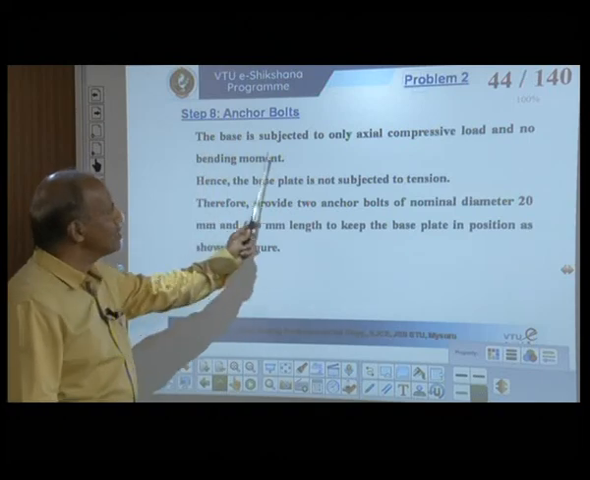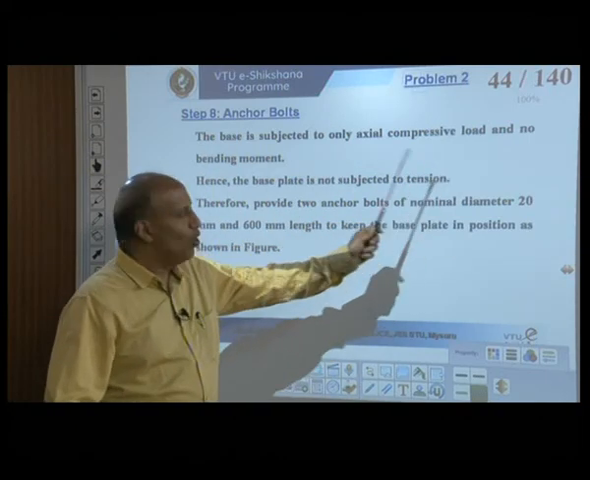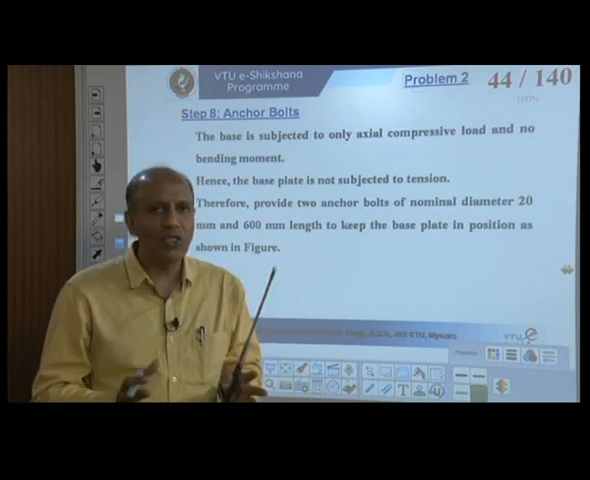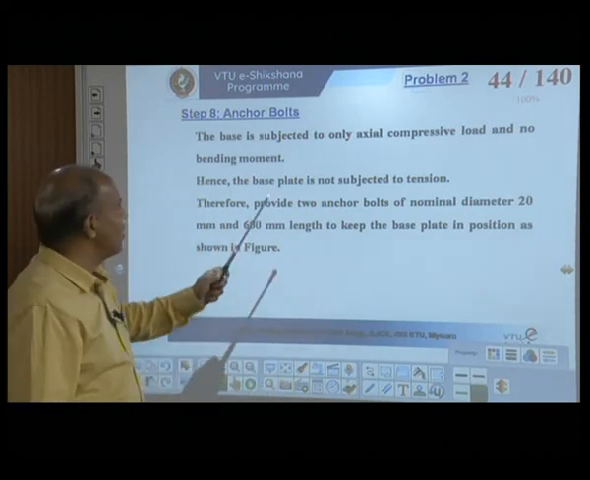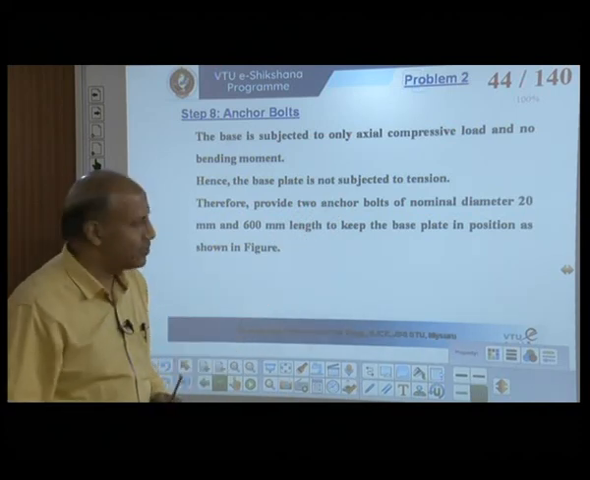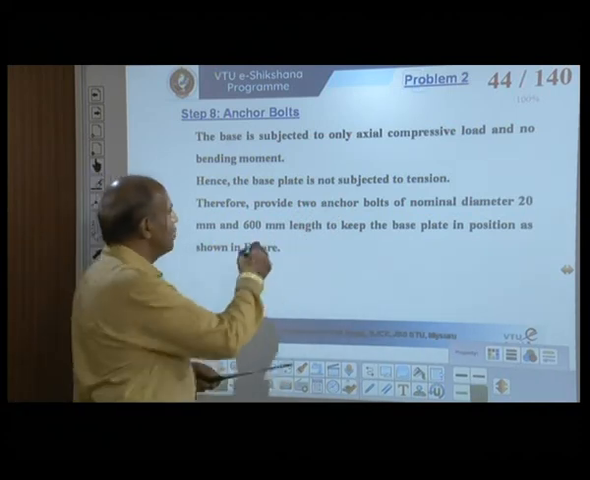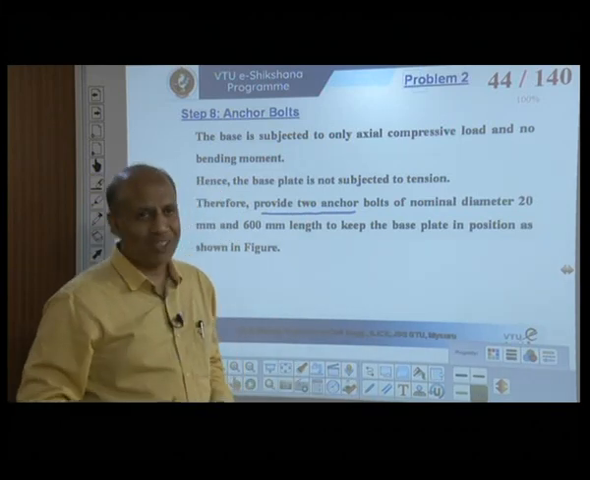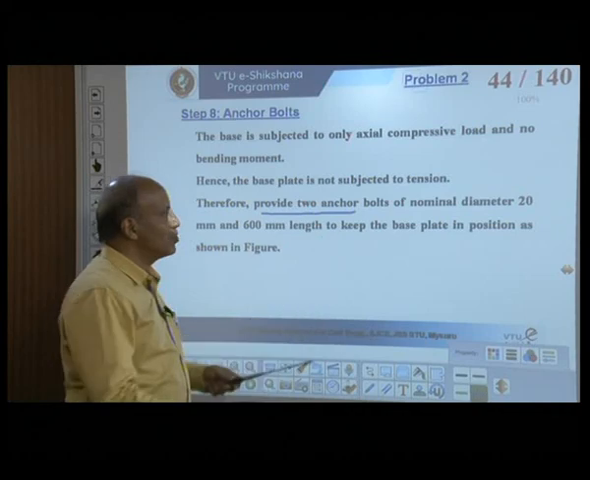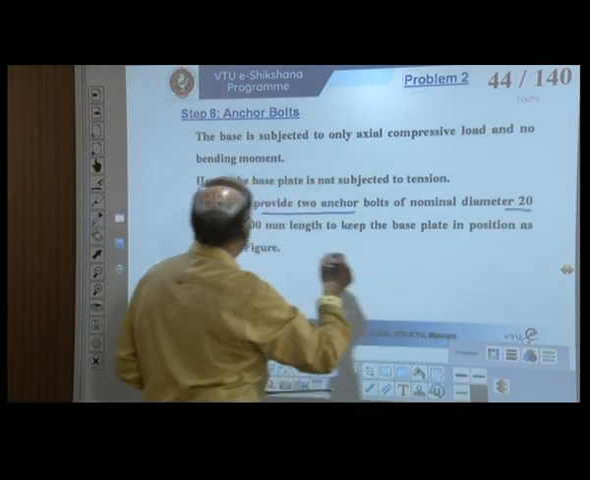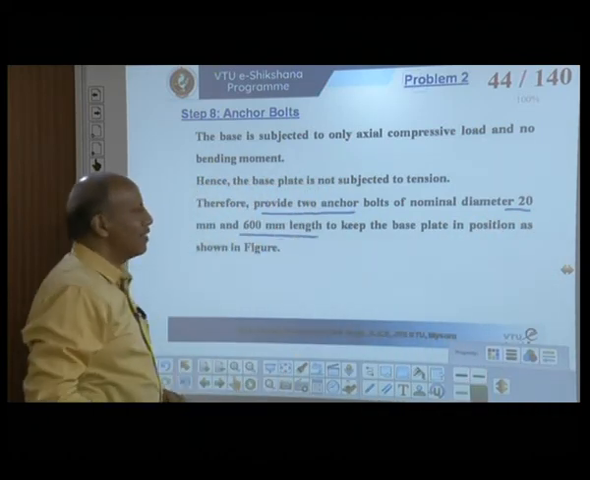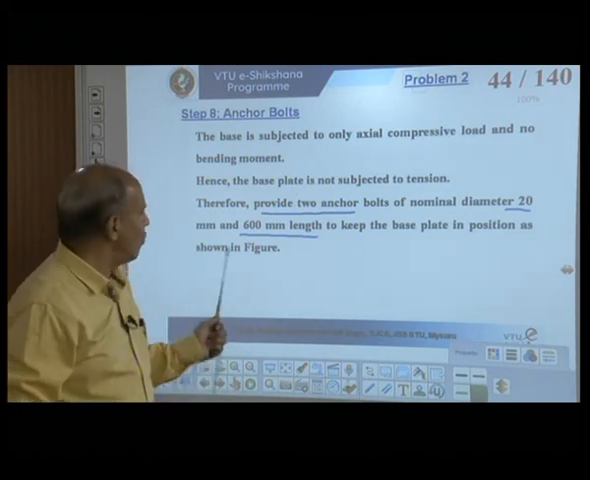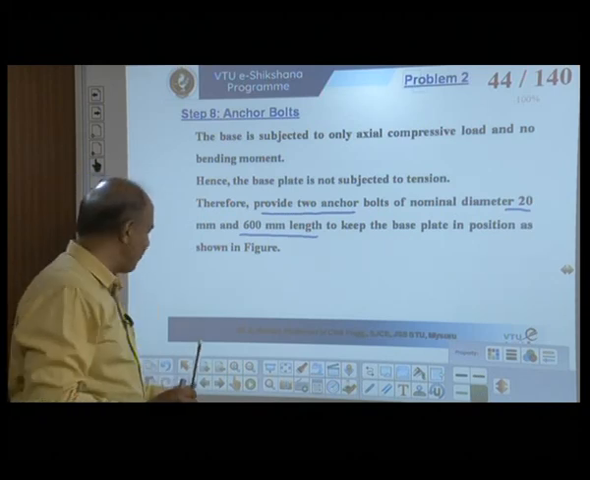Now please understand, the base is subject to only axial compressive load, no bending moment, correct? Whatever problem we have taken is only axial load. So we don't have bending moment, and the base plate is not subject to tension. Therefore provide two anchor bolts. You can also provide four, but here we don't have space for four. That's why I'm saying two anchor bolts of nominal diameter 20 millimeters, length 600 mm, so that the base plate is kept in position, as shown in the figure, correct?